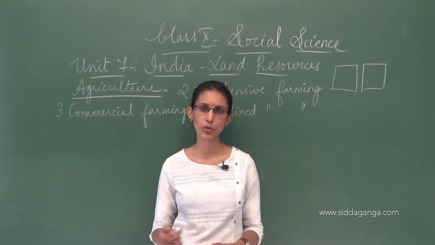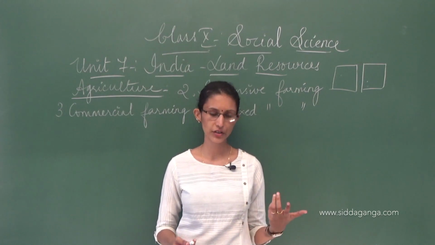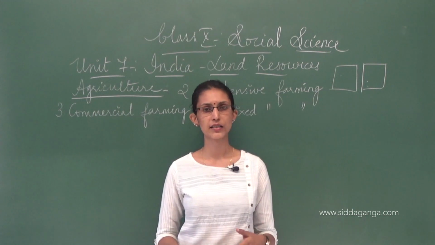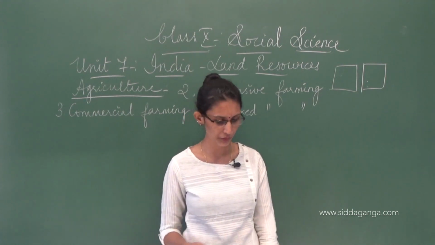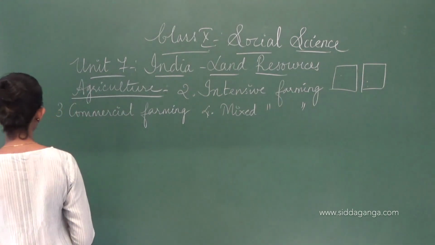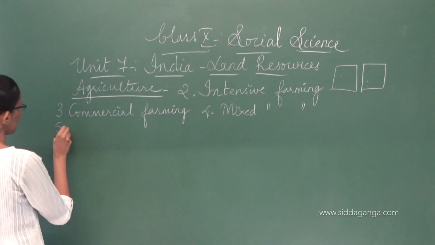Now farmers are getting income from both sides, and it was introduced in India in 1951. So now it has become popular in many states. The fifth one is plantation farming. Plantation is tea, coffee.